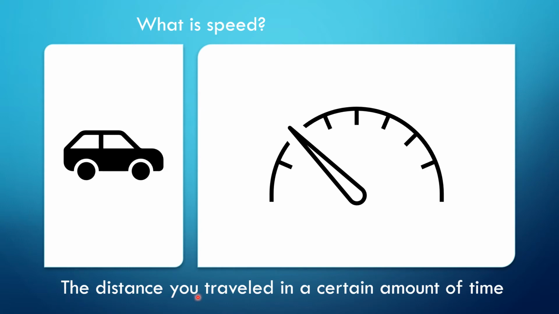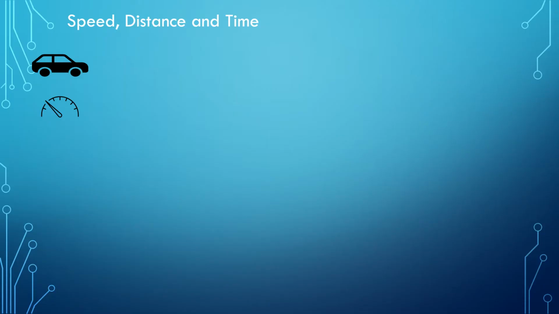It is the distance you traveled in a certain amount of time. Okay, look at the words here: distance and time. It means speed, distance, and time are related. So those are the three terms we're going to study today. We can even find the distance and also the time. So let's have an example.